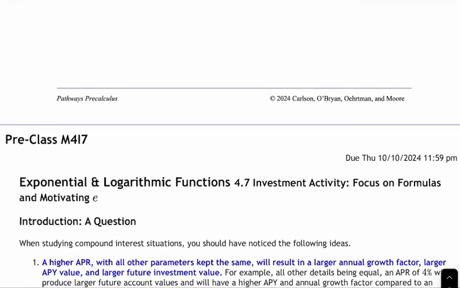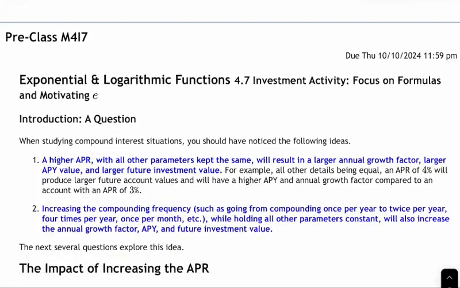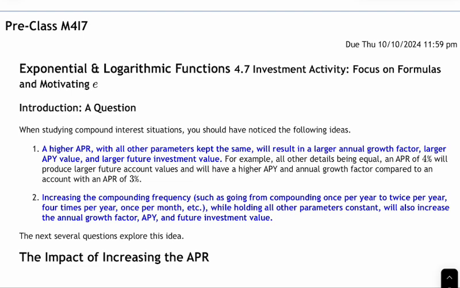So we're not going to really do the problems from this section. I just need you to jump to now, go to iMath, click on the calendar, find pre-class M47, so we can do that together.